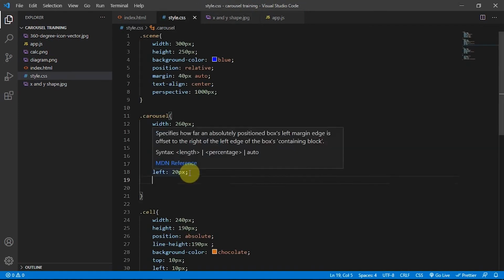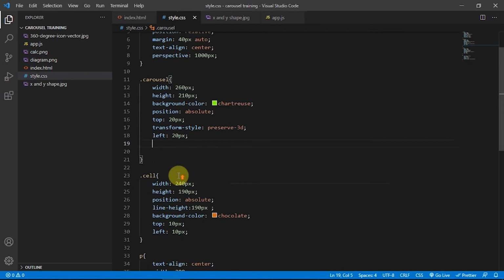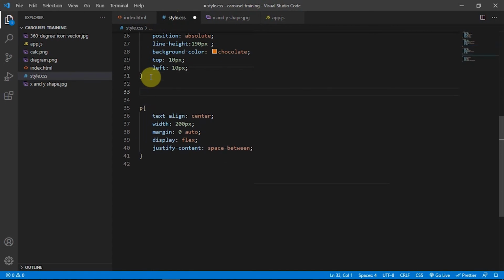So actually that's it. We have 36 degrees to rotate each cell. Now let's rotate each cell with what we have got. And actually we don't have to do that in the style.css, but in this video we will make it in the style, and maybe in the next video we will learn how to make it through the JavaScript.